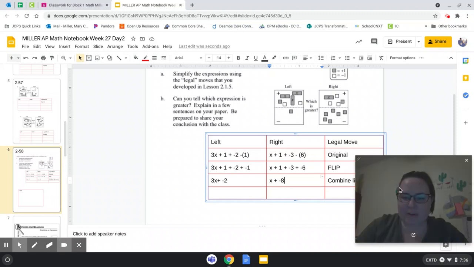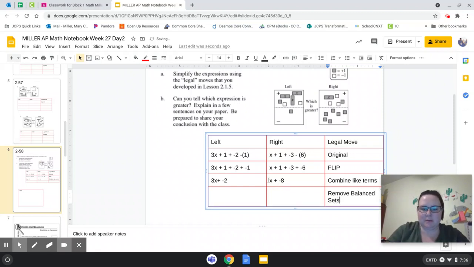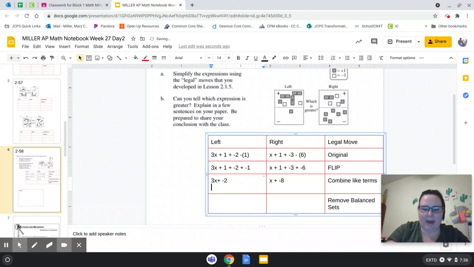But now we see that there's an x that we can remove. Balanced sets allow us to remove that x from both sides. And we have 2x, calm down, Siri, 2x plus negative 2 and negative 8.